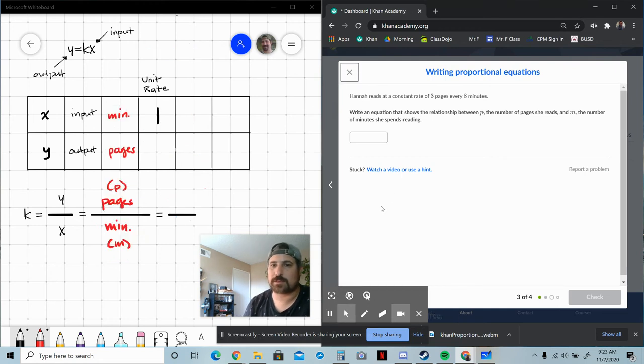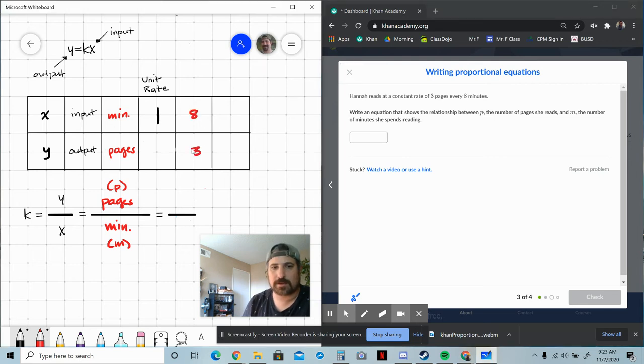All right, so this one is Hannah reads at a constant rate of 3 pages every 8 minutes. So 3 pages every 8 minutes. That means that pages per minute would be 3 over 8. Your unit rate, divide top and bottom by 8. You're going to get 3/8 of a page per minute. She reads 3/8 of a page per minute. So that would be her unit rate, which is her multiplier.